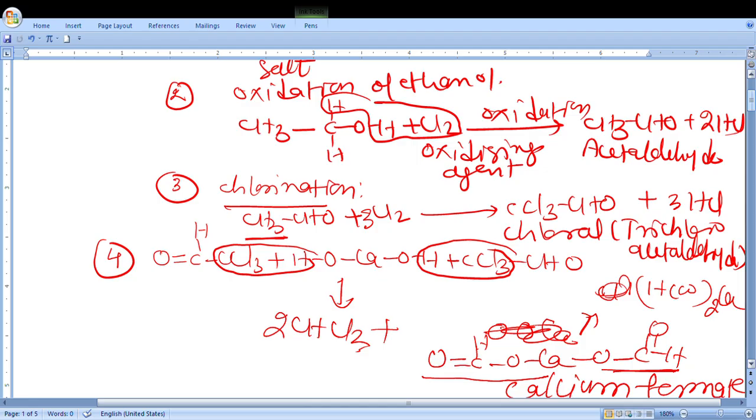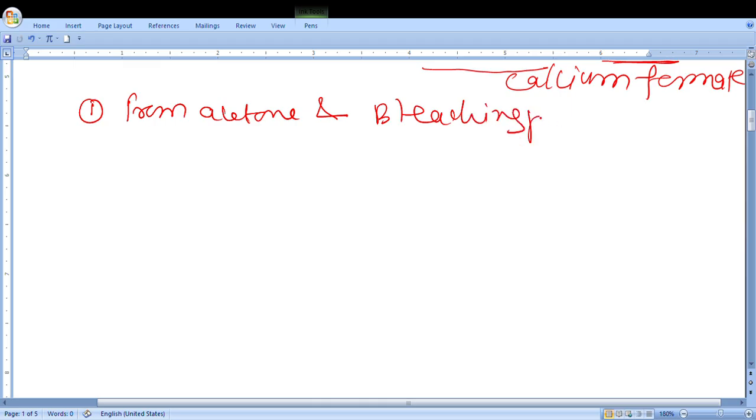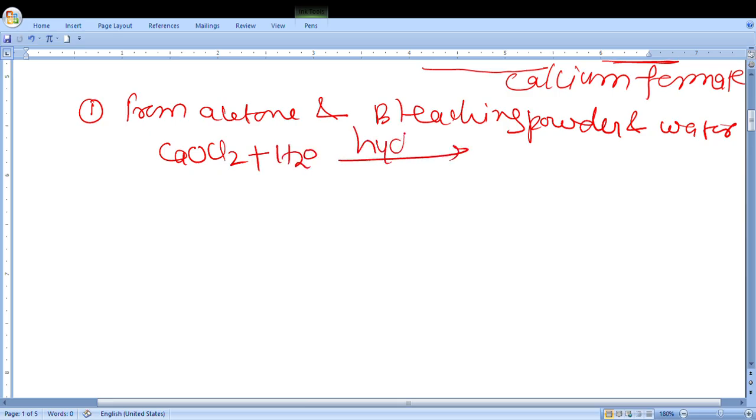Now next will be from acetone and bleaching powder and water. So bleaching powder will react with water. This is hydrolysis, right? So CaO and water will combine to form Ca(OH) whole twice plus 2HCl.